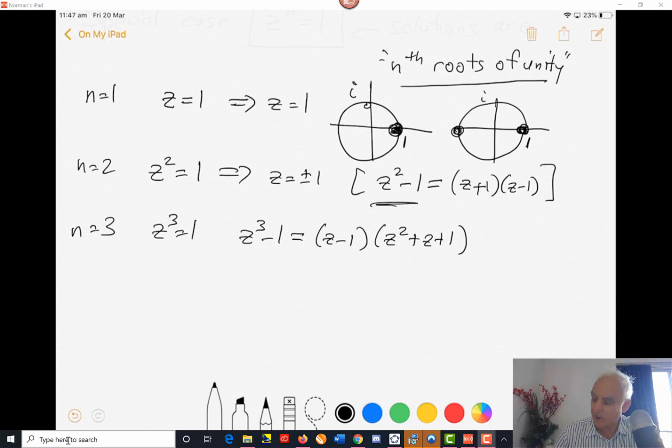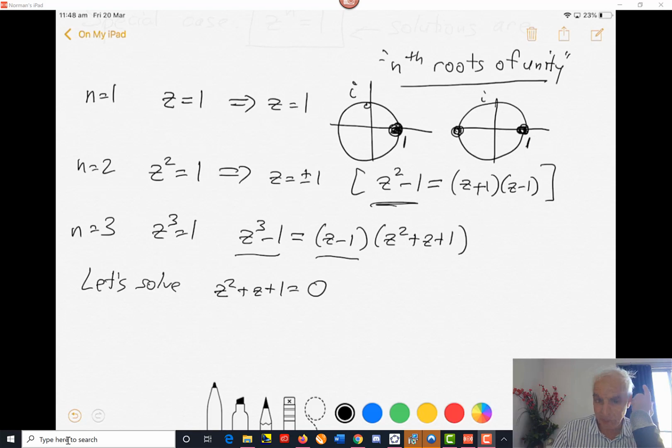And it's kind of obvious that z minus 1 is a factor because obviously this thing here has a 0 of 1. So z minus 1 is a factor, but there's this additional quadratic factor. So to find the other solutions to this thing, what we should do is we should try to see when this second quadratic factor is also 0. So let's solve this quadratic equation, z squared plus z plus 1 equals 0. Okay, so that's a quadratic equation.